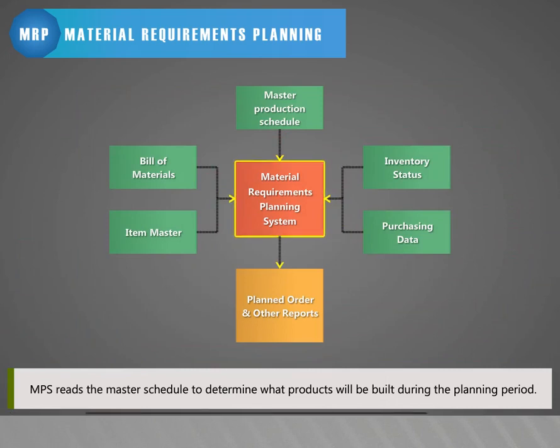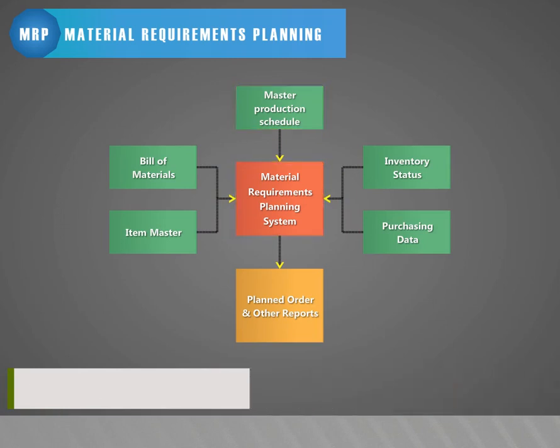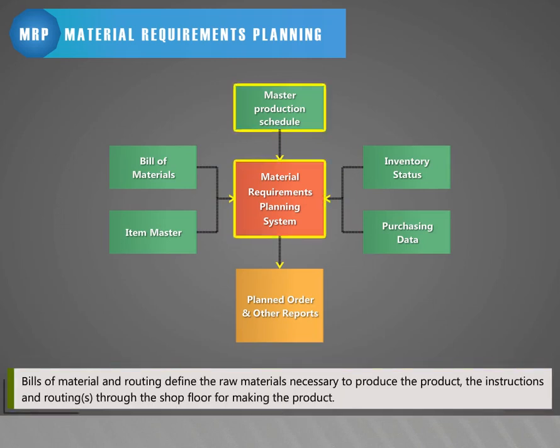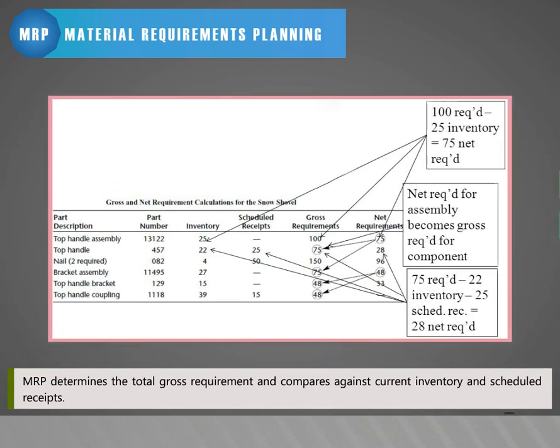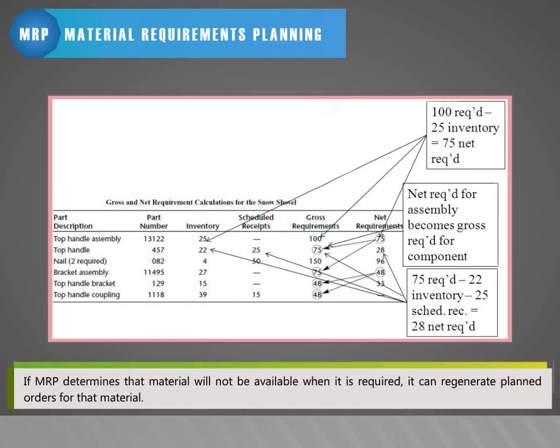MRP reads the master schedule to determine what products will be built during the planning period. Bills of material and routing define the raw materials necessary to produce the product. The instructions and routing guide the shop floor in making the product. MRP determines the total gross requirement and compares it against current inventory and scheduled receipts. If MRP determines that material will not be available when it is required, it can regenerate planned orders for that material.